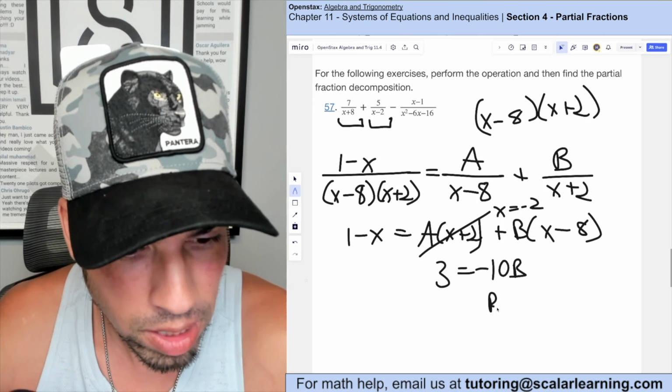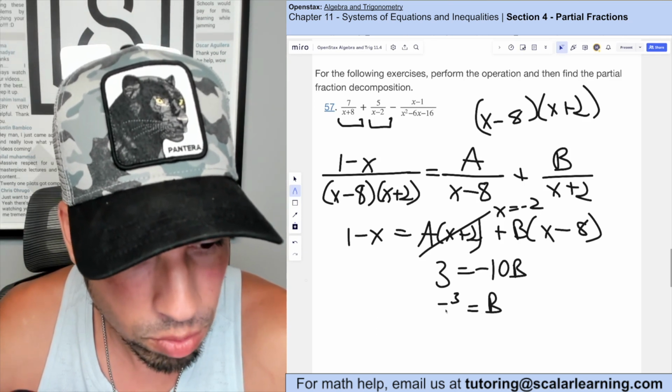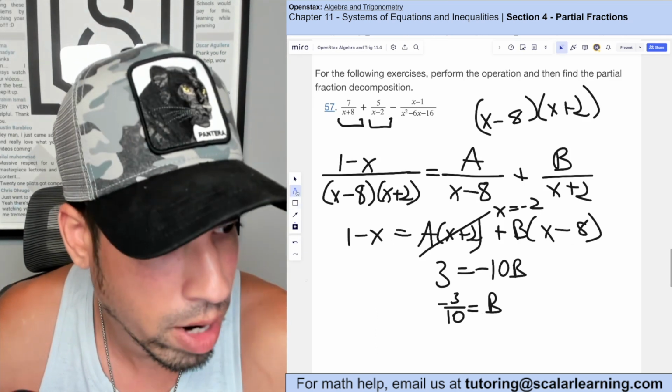Divide both sides by negative 10. b equals negative 3 over 10. Cool. Now we need to solve for a.